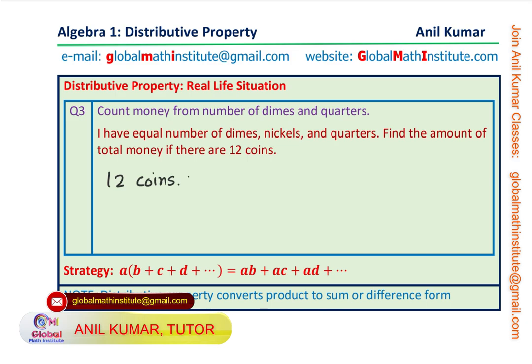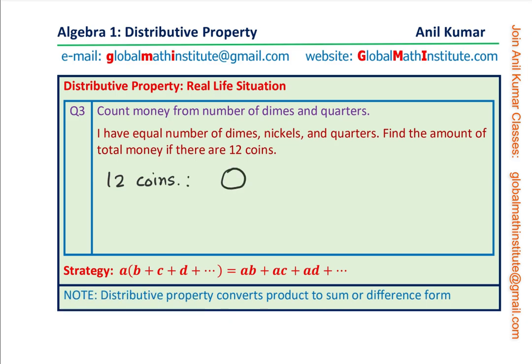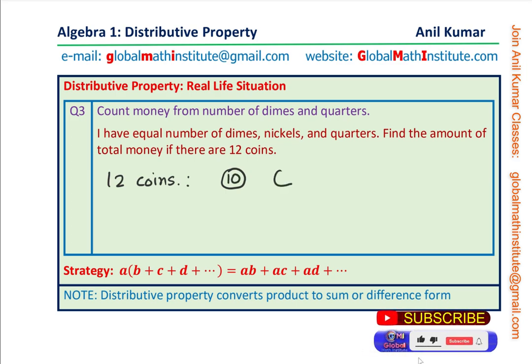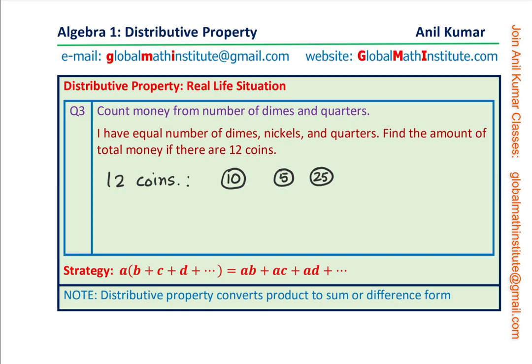Okay. Now these coins are of 3 types. One is dimes. I'm just making circles here for dimes, which means 10 cents, right? And then nickels means 5 cents. Okay, let me write this. And then we have quarters, which is 25. So equal amount definitely means that we have 4 of each, right? So we have 4 of each. Then we get a total of 12 coins. Makes sense, correct? Now the question is, find the amount of total money if there are 12 coins.